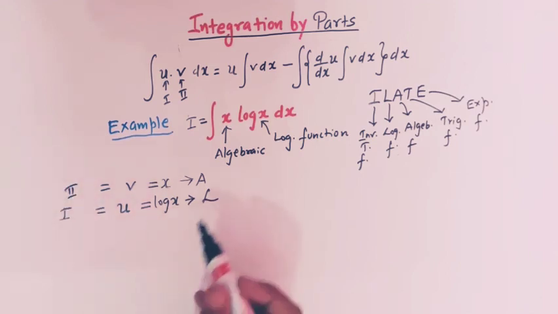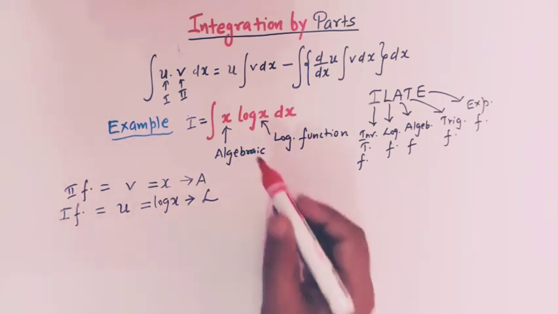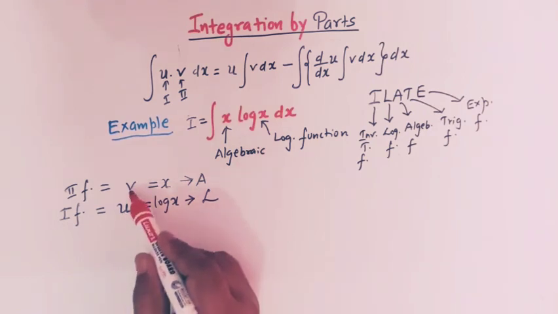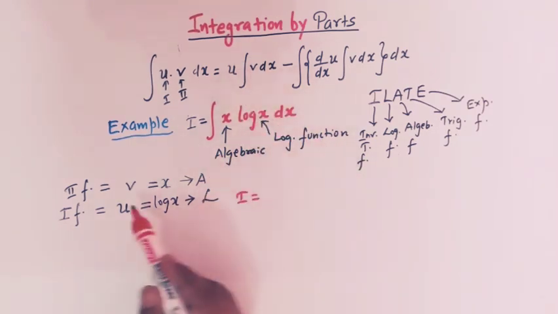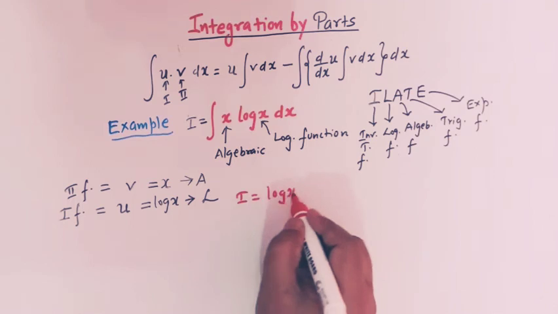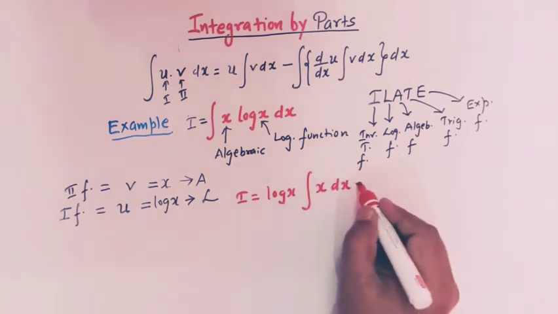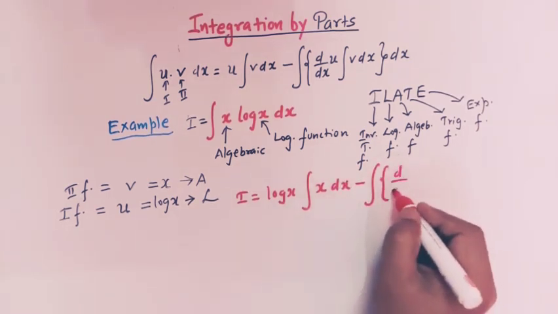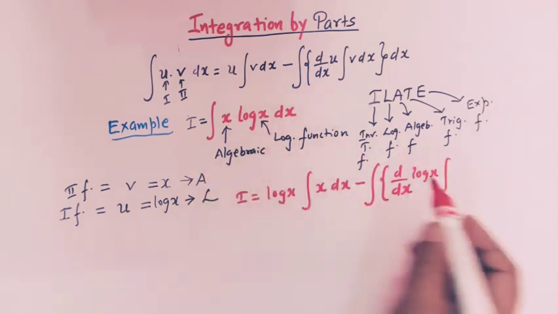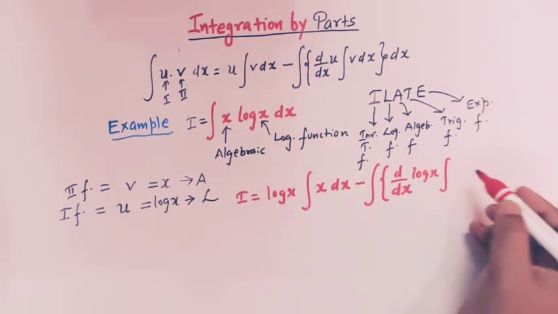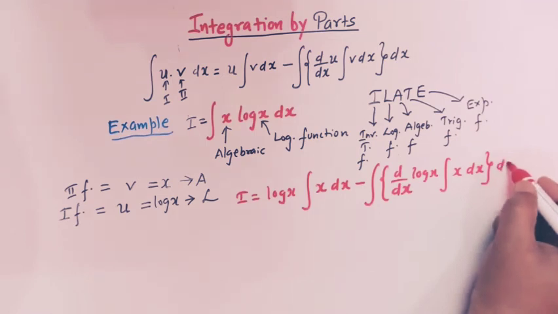And let us apply this rule to integrate this function. So let us substitute the values of u and v in this formula. So we have I is equal to u, and u is log x, times the integral of v, and v is x, right? So we have x dx minus the integral of the derivative of u, and u is log x, times the integral of v, and v is x, right? So we have dx and here we have dx.